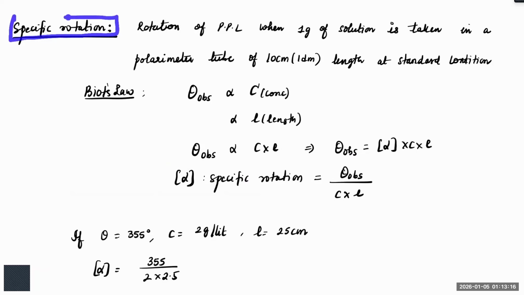You must understand the term specific rotation, which means whenever you are taking an optically active solution, there is a deflection of the plane polarized light, correct? Now imagine we are taking this solution with some conditions. That is, when 1 gram of a solution is being taken in a polarimeter tube, which is of 10 centimeters, okay, horizontal length for that is 10 centimeter, which is 1 decimeter length. At standard conditions.